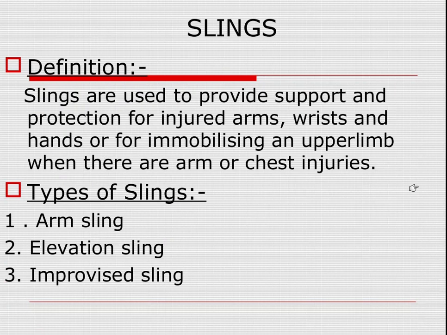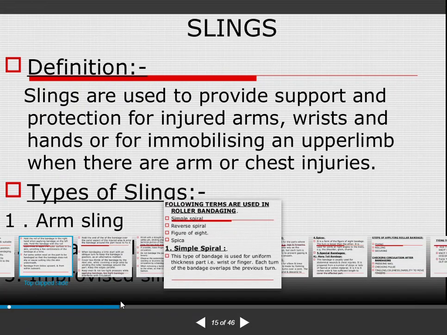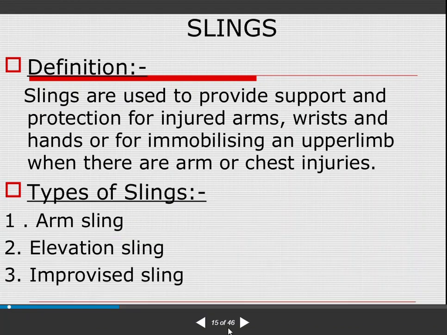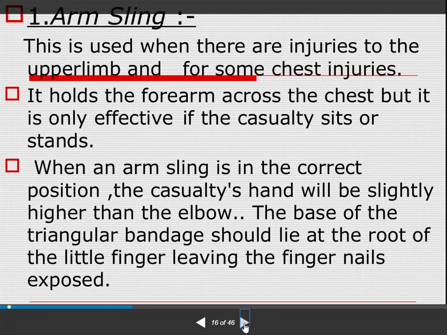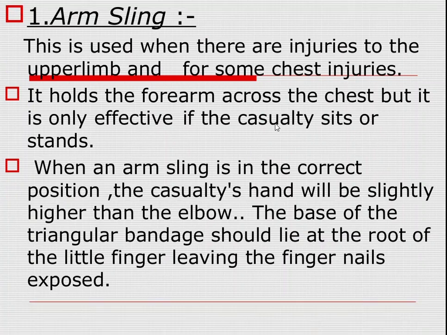Okay. So three types of the sling: arm sling, elevation sling and lastly improvised sling. Okay. First, that is the arm sling. The arm sling is used when there are injuries to the upper limb and for some chest injuries. It is used for the hand and for chest injuries. It holds the forearm across the chest.